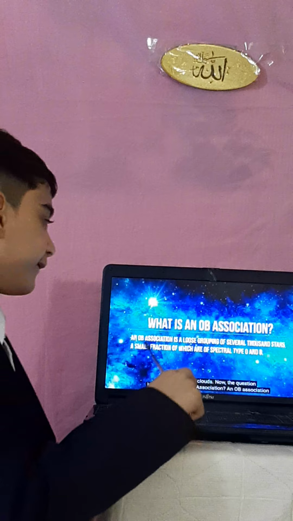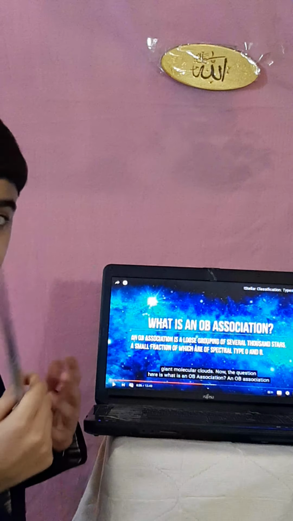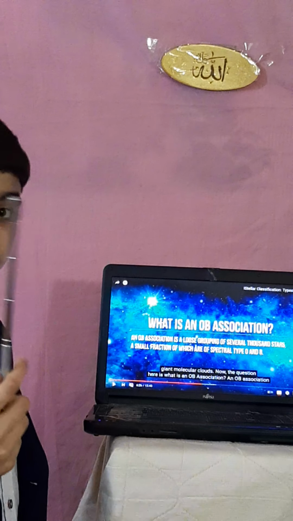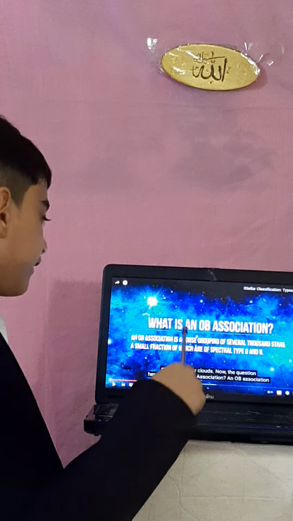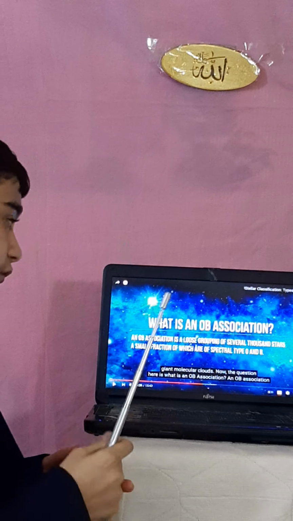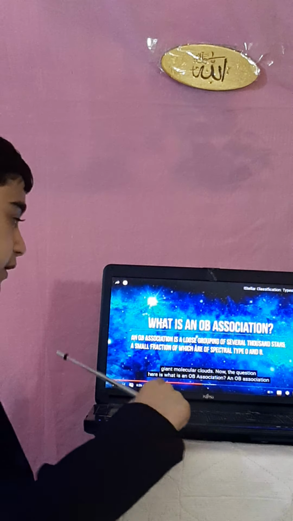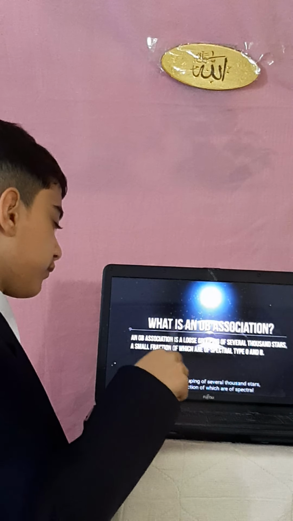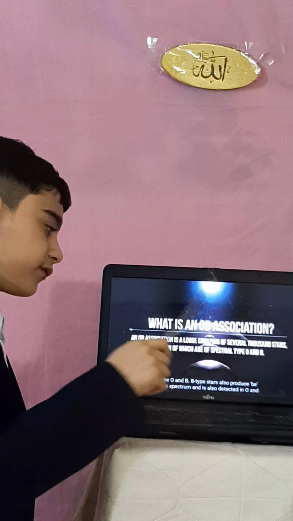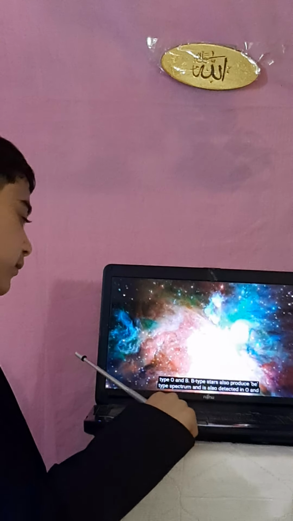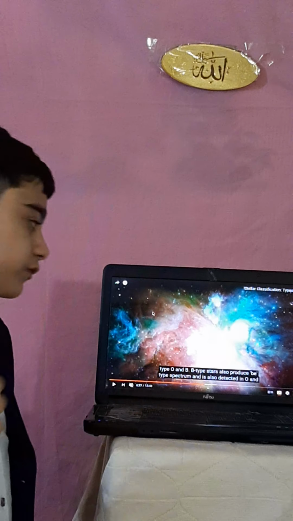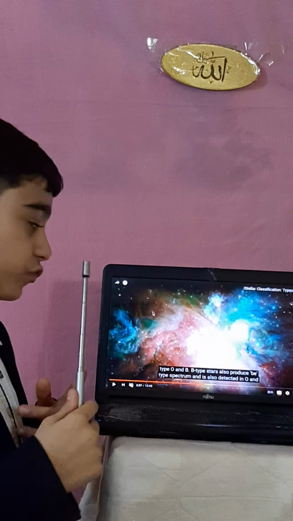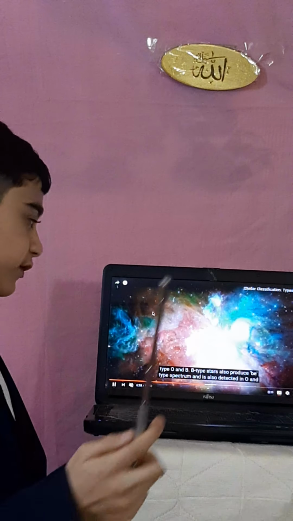Now the question is, what is an OB association? An OB association is a loose grouping of several thousand stars, a small fraction of which are spectral type O and type B. B-type stars also produce a B-type spectrum, which is also detected in O and B-type shell stars.